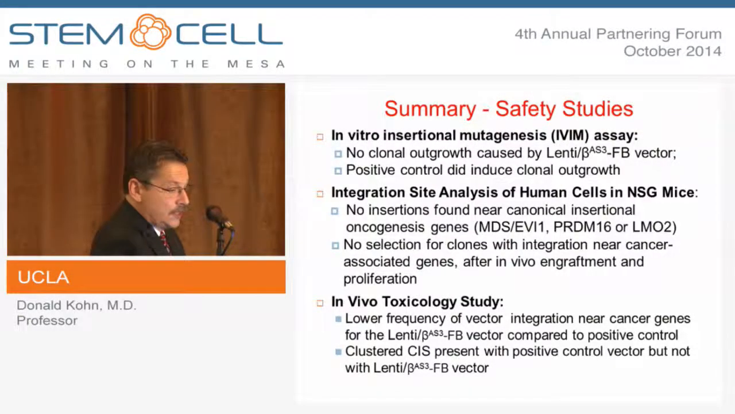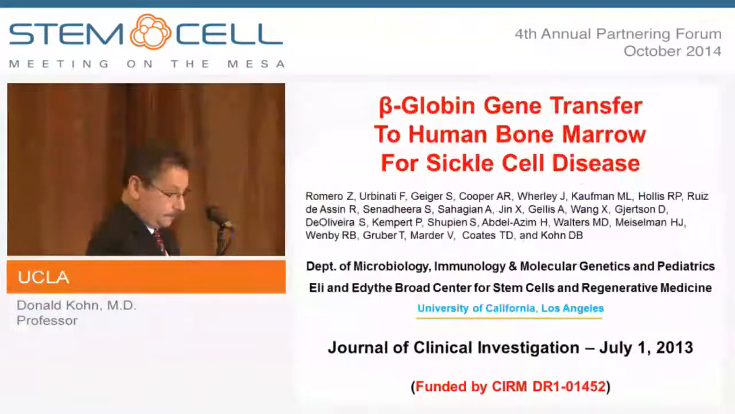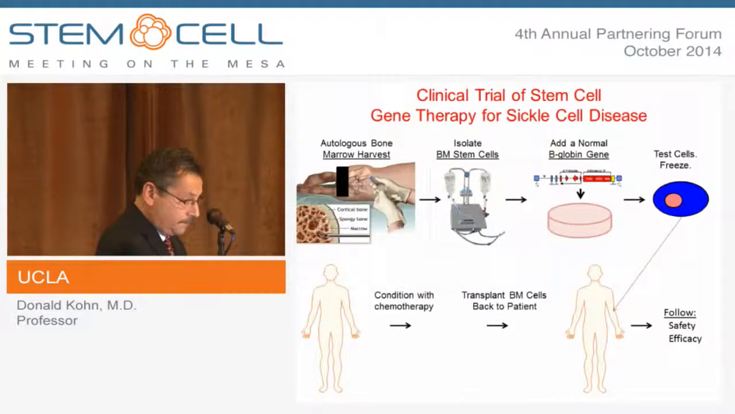We looked at vector integration sites in the human cells grafted in NSG mice, and there were no insertions found near the canonical insertional oncogenesis genes that have been seen in some retroviral trials, and there was no selection for clones with integration near cancer-associated genes. And then finally, we did a formal GLP in vivo toxicology study, and we showed that with this lentiviral vector, there was a lower frequency of integration near cancer genes than the positive control, and that with the positive control, there were clustered integration sites, but there weren't with the vector. These results were all published last year in the Journal of Clinical Investigation.